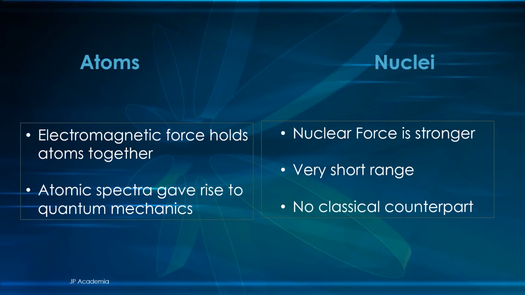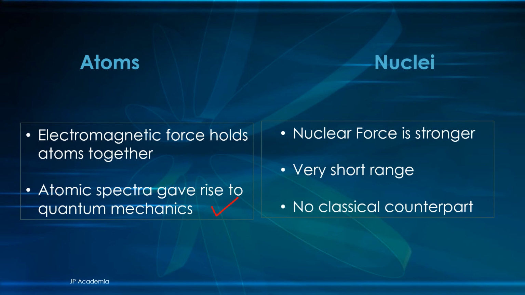Now let's check the difference between an atom and the nuclei. The one holding the atoms together is your electromagnetic force. This can be described classically, and it is possible to extrapolate it to the quantum scale. Many phenomena of condensed matter physics are explained by the study of atomic spectra through the rise of quantum mechanics. So this is for your atoms.